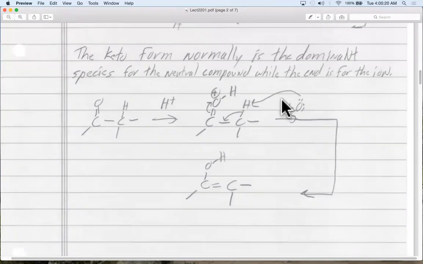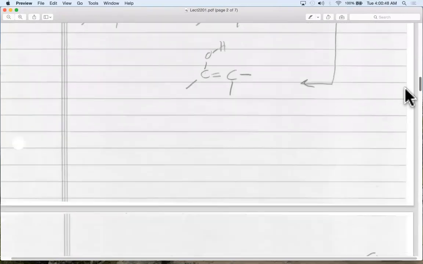So we can take a ketone or a carbonyl compound and we can protonate it. Notice when we protonate it, the oxygen gets protonated. And then we can take the water and use it to pull a hydrogen off to give us the enol form. So notice this occurs in both acidic and basic solution, this keto-enol tautomerism.